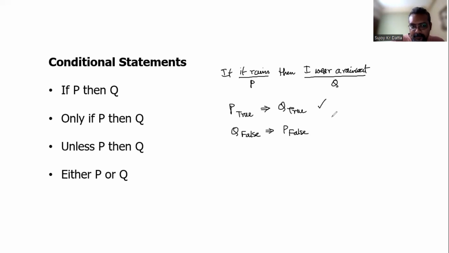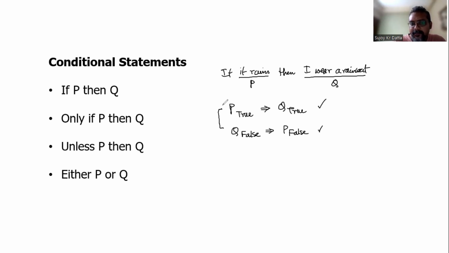So this is the statement as it is, and this is called its contrapositive. What is a contrapositive? We are basically saying the same thing in a different way. These are not two different statements, but they mean the same thing. Their essence and ideas are the same. It's just a different way of writing it, like changing the wordings. So Q is false, meaning I am not wearing a raincoat, implies that it is not raining.